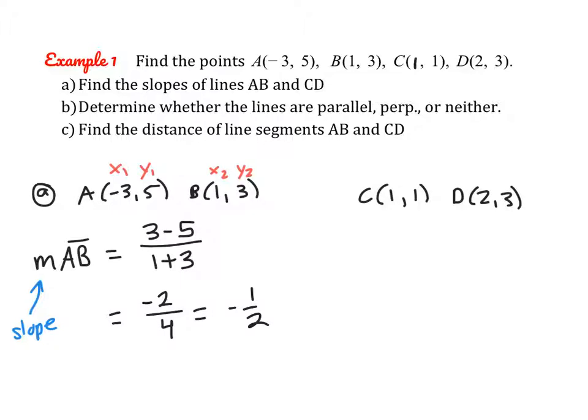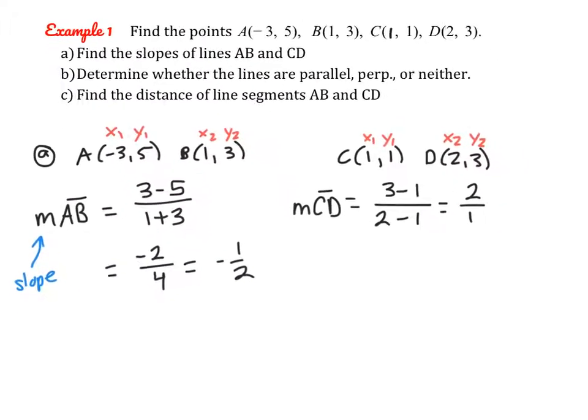Now let's find the slope of line segment CD. Same idea, let's label our coordinates and use our slope formula. So y2 minus y1 over x2 minus x1 equals 2 over 1. So those are our slopes.